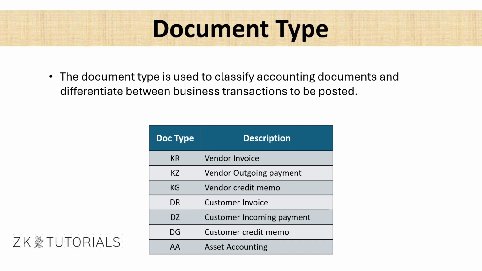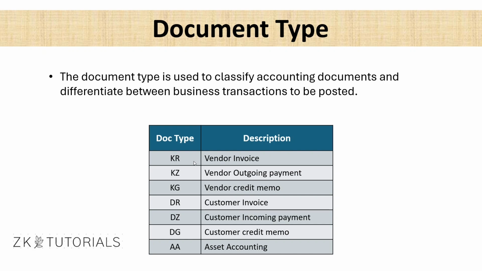What is document type? The document type is used to classify accounting documents and differentiate between business transactions to be posted. There are several document types which have been given by SAP in the standard system. There are some examples which I have mentioned on the screen.